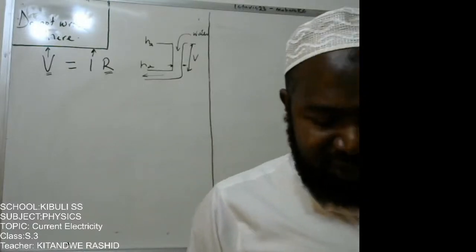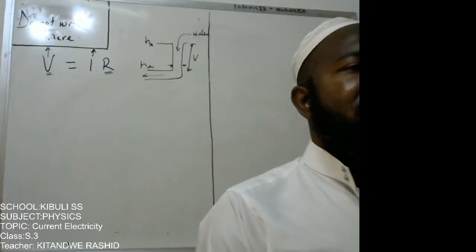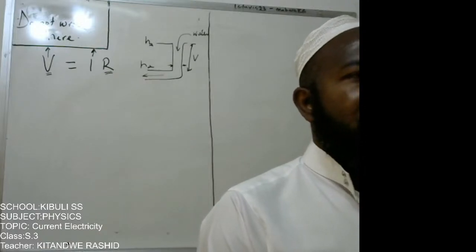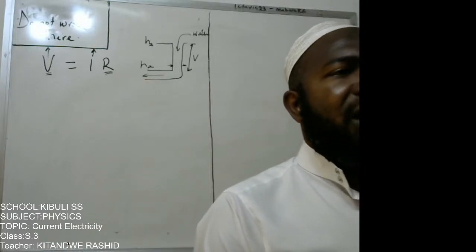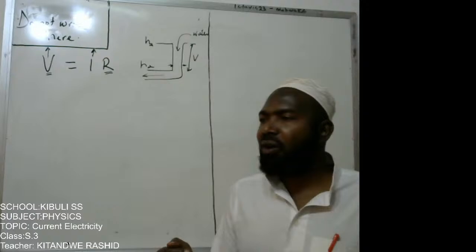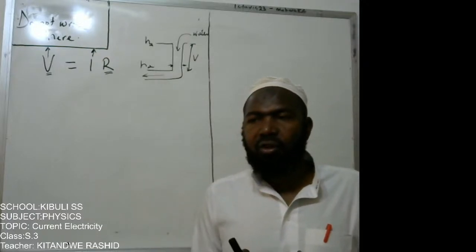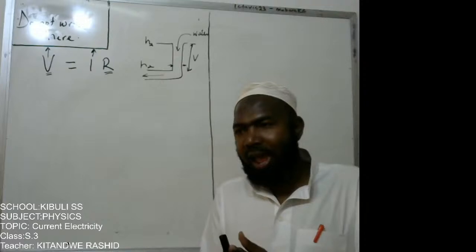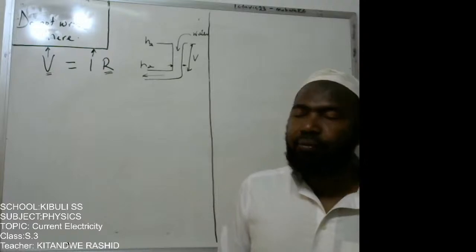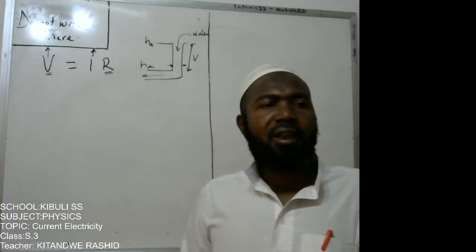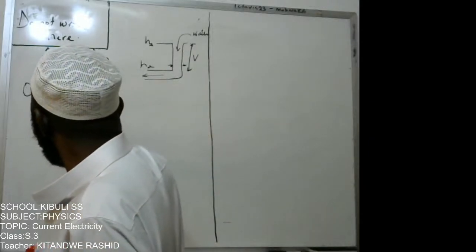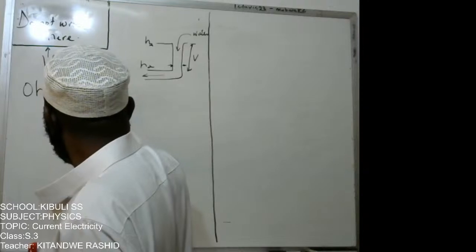Resistance and resistor. Now what do we call a resistor, or resistance for that matter? So we are saying a resistor or resistance is the opposition to the flow of current. The SI unit is the ohm. Ohm is symbolized by the Greek letter omega, that is the symbol.